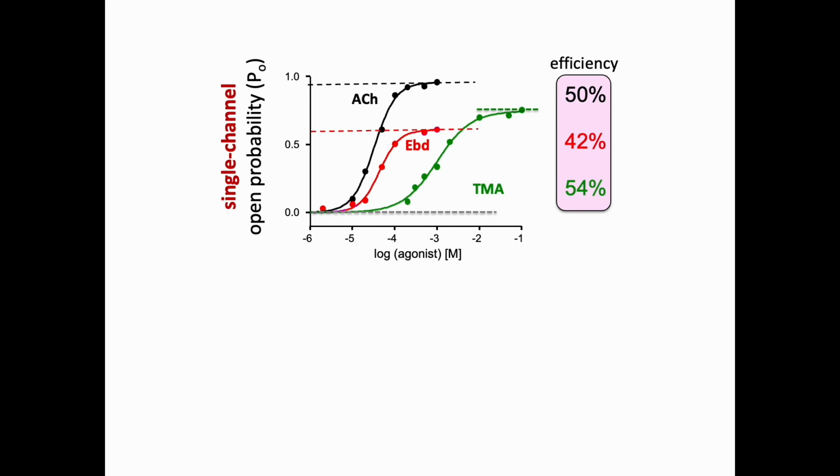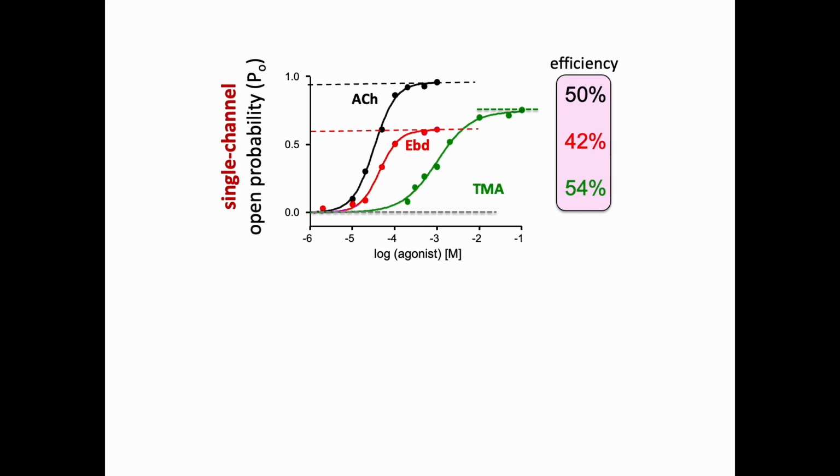Now you can see right away that epibatidine is less efficient than ACh. ACh has a much higher maximum than epibatidine, even though the input energy is about the same. So you could tell just by inspection that ACh is more efficient, but it's nice to be able to put a number on it exactly. And you probably could not tell that TMA was more efficient than ACh. And later on, I'm going to document that this 4% difference between ACh and TMA is significant.